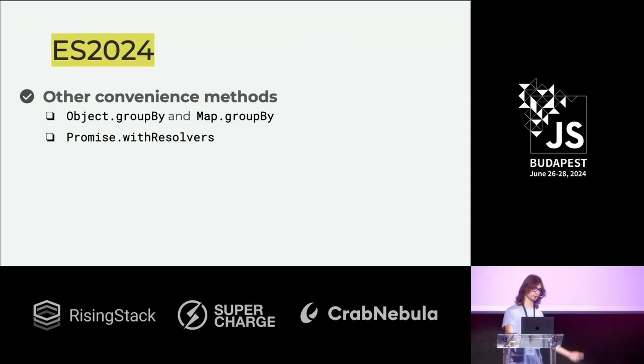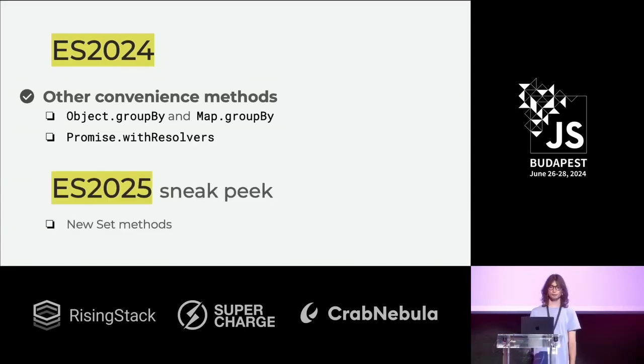And we have Promise.withResolvers that gives you a different way of creating promises that might be useful when interacting with some non-promise-based APIs. It returns the promise and, separately, functions to resolve and reject it.